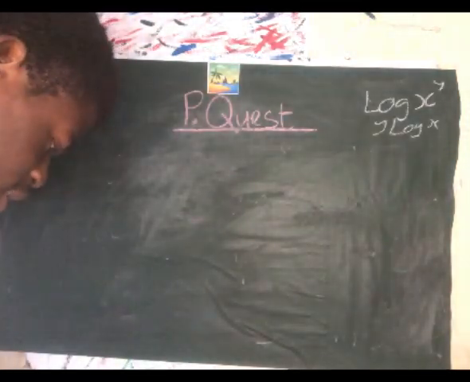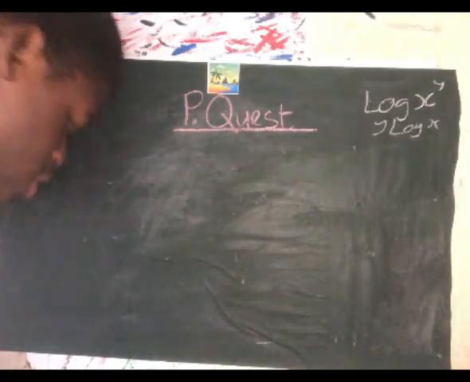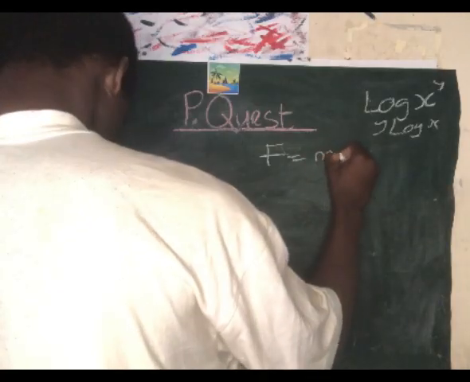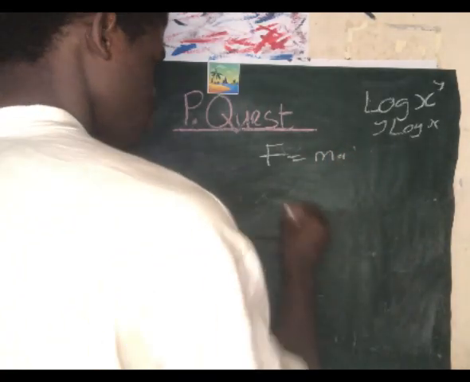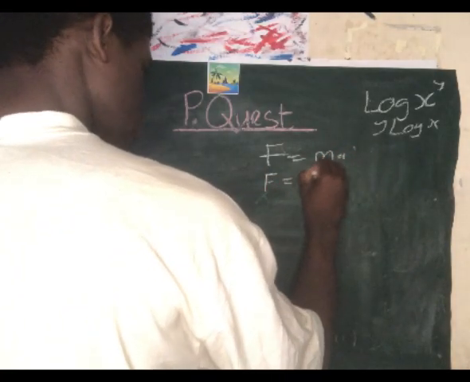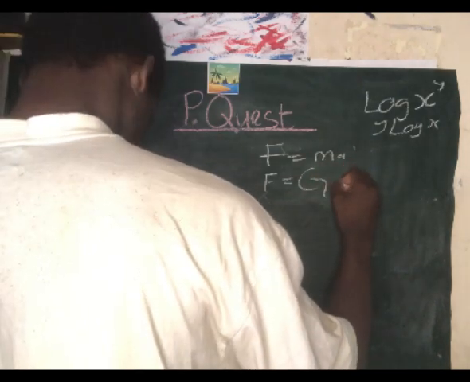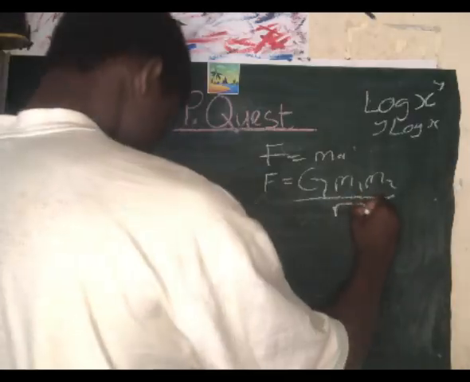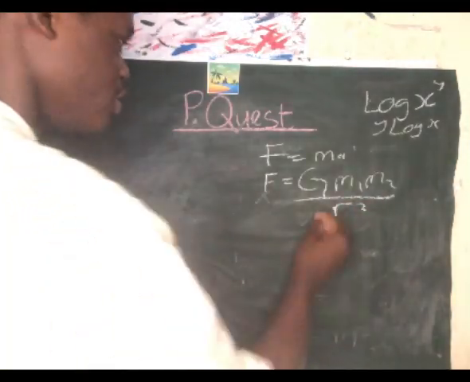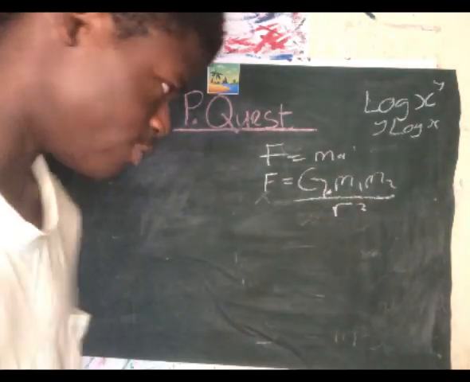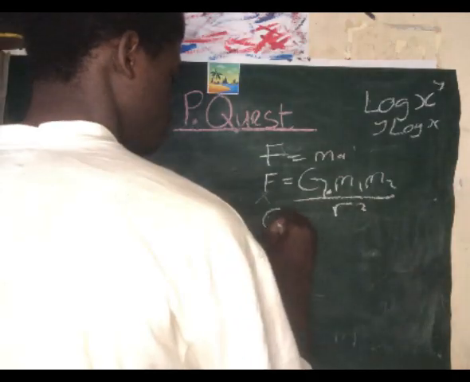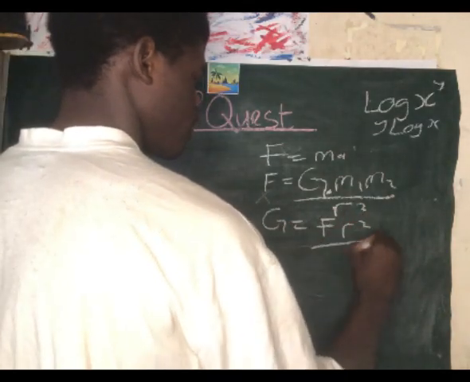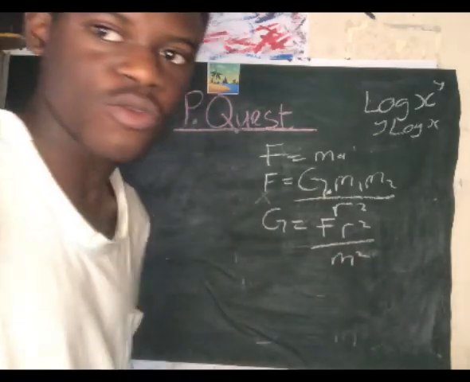Question number 5. They said according to Newton's second law, F is equal to ma. And from gravitation, F is equal to G m1 m2 over r squared. Now, what is the dimension of G? I've done this before. So the first thing to do is make G the subject of the formula. That's F r squared over m squared. And you look for the dimension.